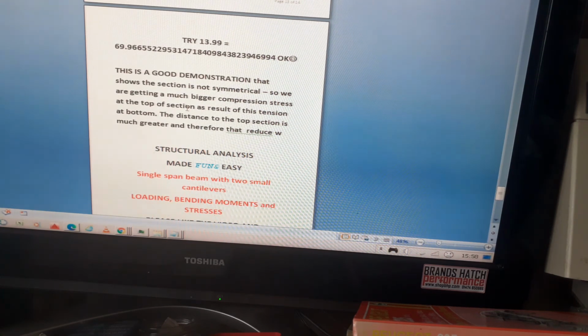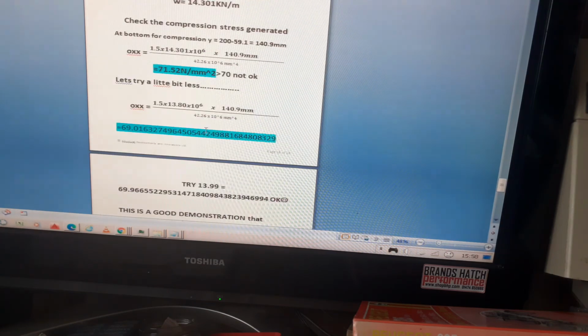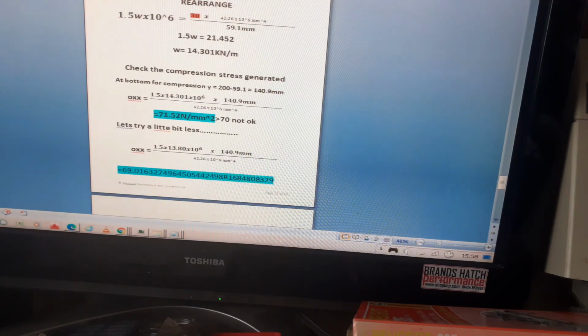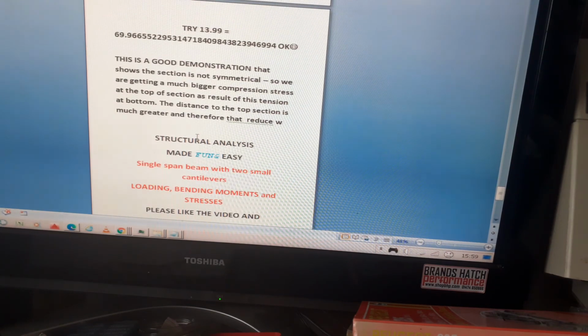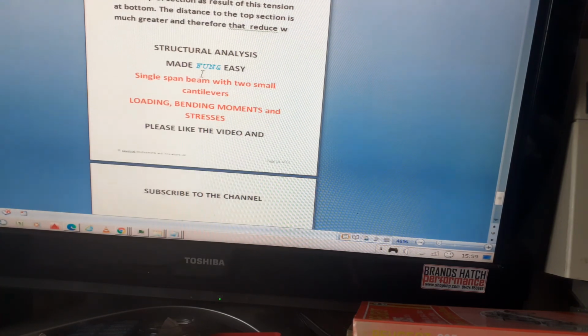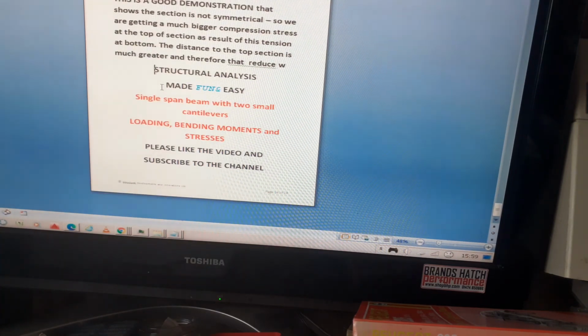At the middle we've got tension of 30 at the bottom of the section and we get 70 at the top, so that's more than double the tension stress. So this is a good example. We had to reduce W a little bit. We had to reduce W to suit the sagging condition because that's controlling it. So basically that's the solution to the entire problem.